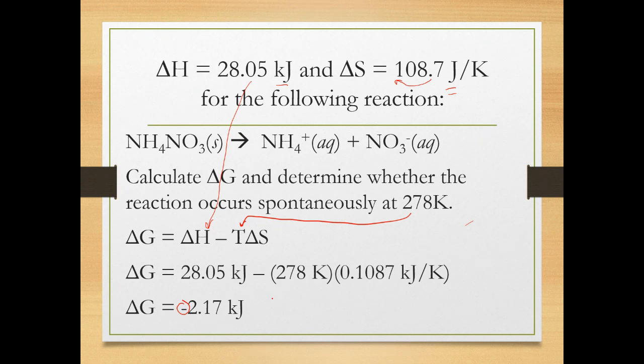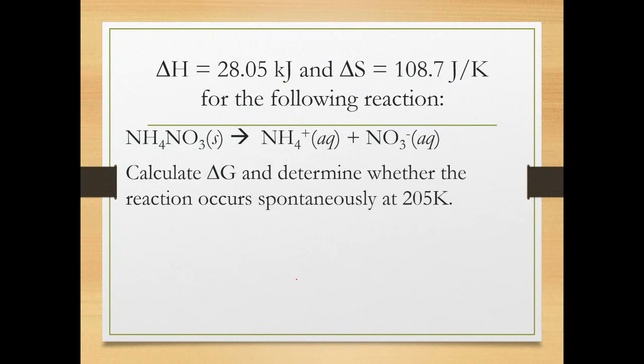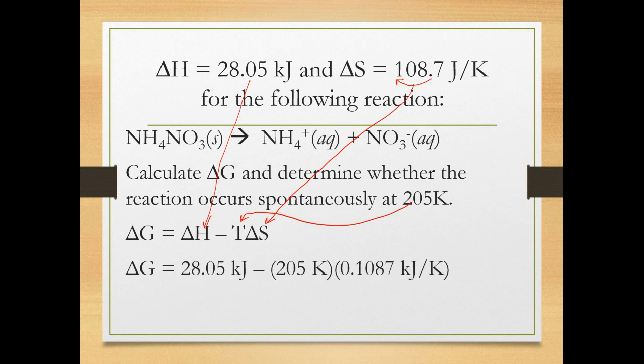Let's take a look at what happens if we lower the temperature on this. So let's do this problem again, but this time let's change the temperature to 205 Kelvin instead of 278 Kelvin. So we're going to do the calculation just like last time. We're going to take our delta H and plug it in for delta H, same value because it's the same process. We're going to take our temperature and plug it in for the temperature in Kelvin. We're going to move the decimal over to change this to kilojoules and plug that in for delta S. And when you do this math, you end up with 5.77 kilojoules of energy. Notice this time it is positive.